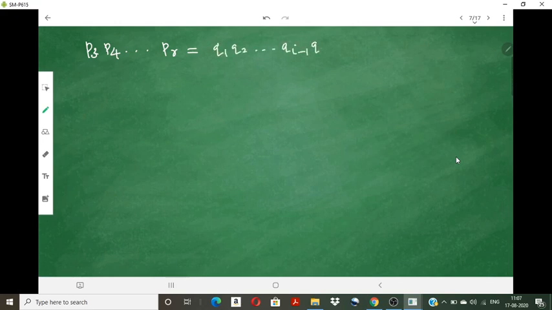Hence we get p3 into p4 into etc. into pr is equal to q1, q2 into etc. qi minus 1, qi plus 1 into etc. into qj minus 1, qj plus 1 into etc. qs.